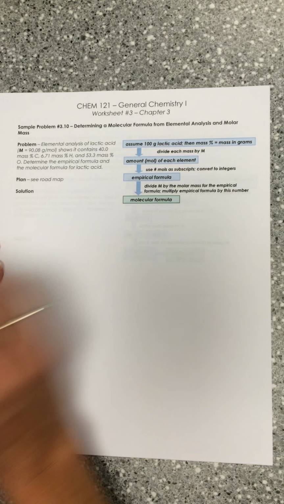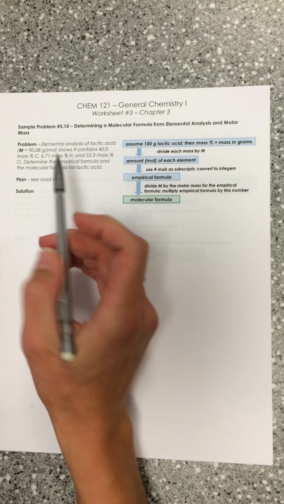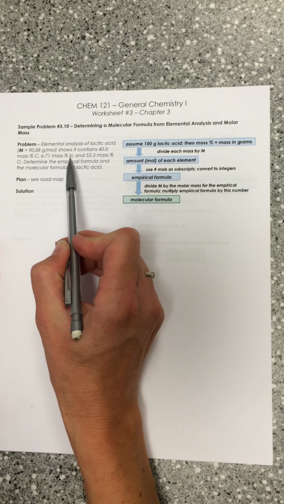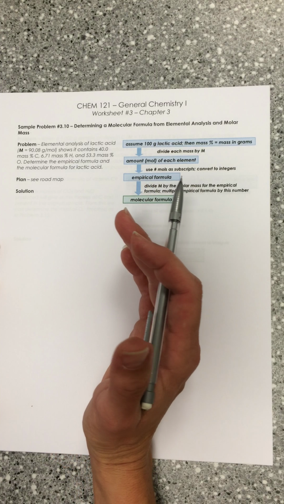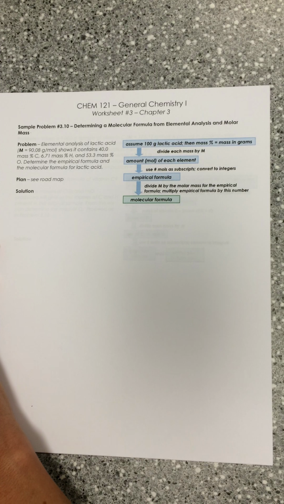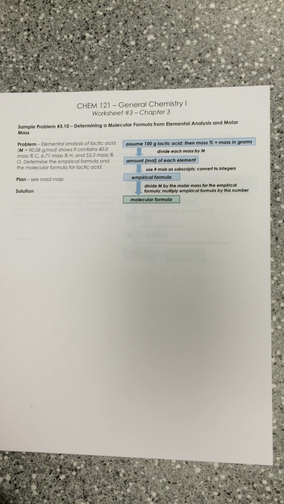So starting with problem 3.10 now, it asks us to determine a molecular formula. Well, hopefully, if we just look and see that this compound only has carbon, hydrogen, and oxygen, we can see that we have a covalent compound. We only have nonmetals in this substance. So that should be a big clue that we have a molecule here.